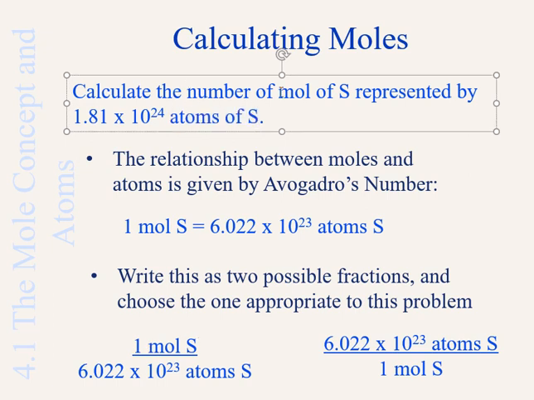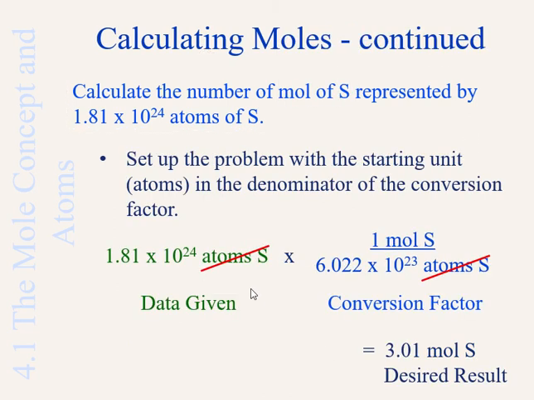Calculate the number of moles of sulfur. When we set it up correctly here, we are cancelling out the atoms of sulfur with the atoms of sulfur. This is in the numerator, this is in the denominator, they cancel out. And if you plug it in correctly by putting parentheses in your calculator correctly, the answer will be 3.01 moles. So how many moles are there in 1.81 times 10 to the 24 atoms of sulfur? The answer is 3.01 moles. Pay attention to the significant figures here as well. We got 3 sig figs here.